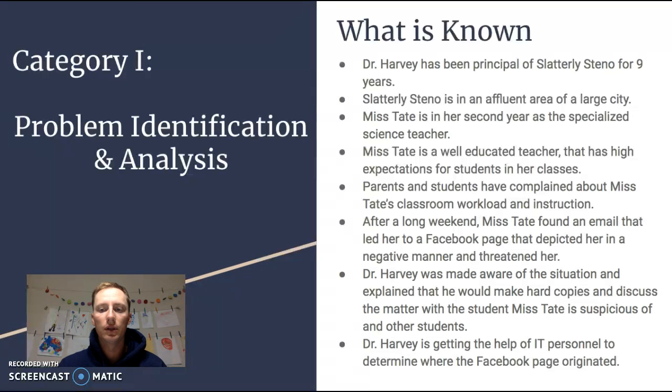And after a long weekend, Miss Tate found an email that led her to a Facebook page that depicted her in a negative manner and what she perceived to be a threat towards her. Dr. Harvey was made aware of the situation and explained that he would make hard copies and discuss the matter with the student Miss Tate is suspicious of and other students. And then Dr. Harvey is getting the help of the IT personnel to determine where the Facebook page, the email originated.